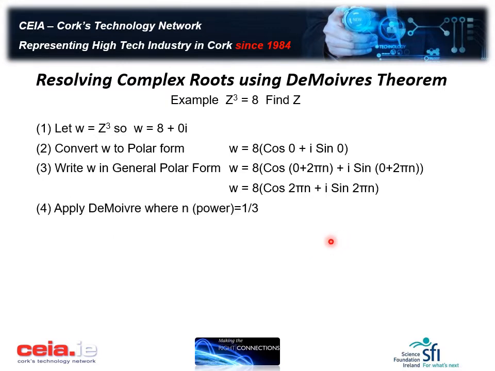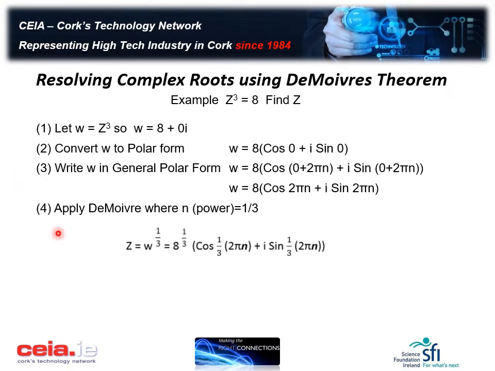Step 4 in the process is to apply De Moivre's theorem to this complex number, and the power that we're going to apply is 1 over 3. That's the cube root. So the power is a third, which is the cube root. And applying De Moivre's theorem to this complex number, we get z, which is equal to w to the power of a third, which is 8 to the power of a third, cosine of a third of 2 pi n plus i sine of a third of 2 pi n. That's the end of step 4.